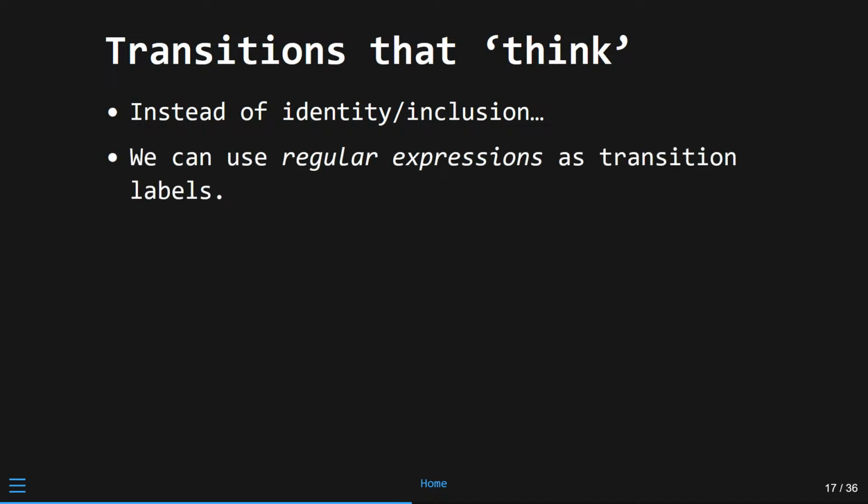So it is completely legal for me to say A star union B. I'm allowed to put that on an edge label.